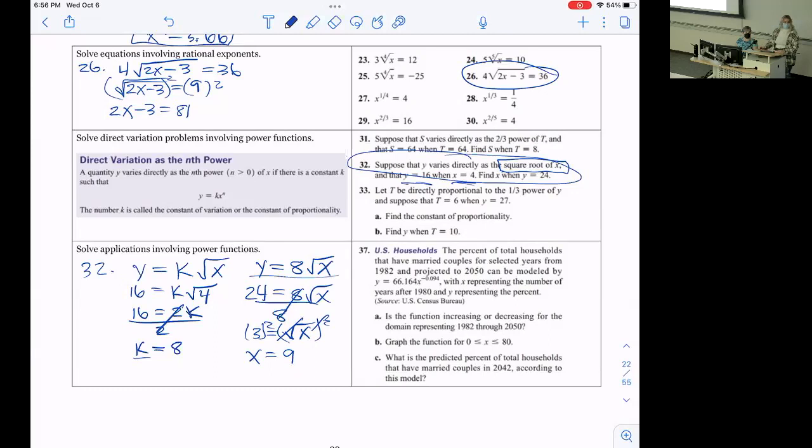So this is a common problem. So it is likely we'll see one of these on your final. And this same problem would show up, but instead of directly, it may say inversely. But instead of multiplying by the square root of x, if it says inversely, we divide by the square root of x.